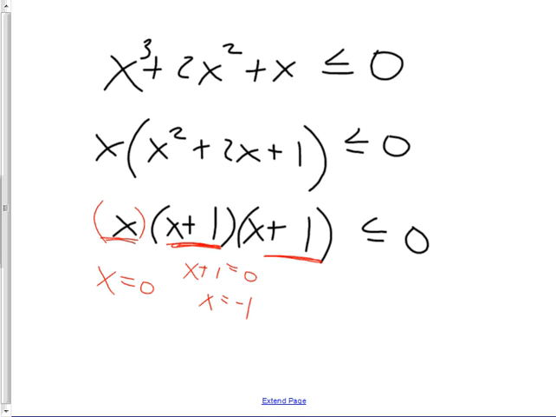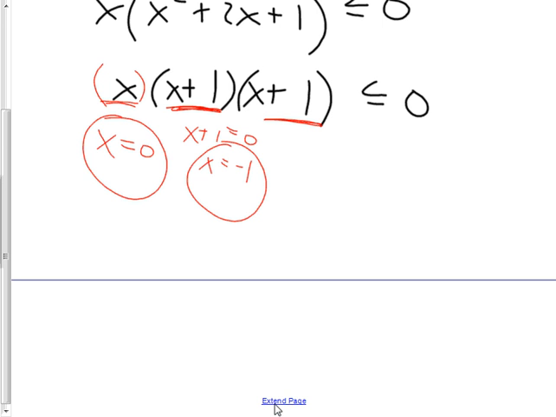And that's the exact same thing, so I don't need to do it again. So the two answers I'm looking for are this, and technically this is a double root, so there's another negative 1. But again, I don't need to list it twice, because I already have a negative 1. So now I've got my two answers. Okay, so I've got 0 and negative 1.